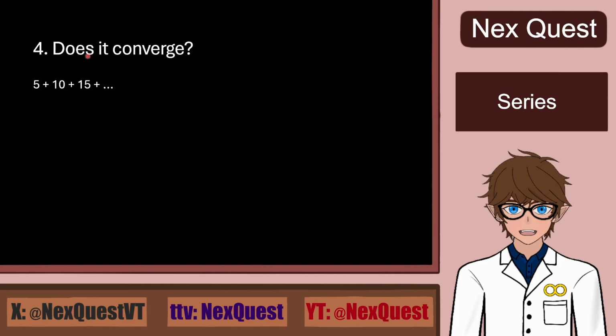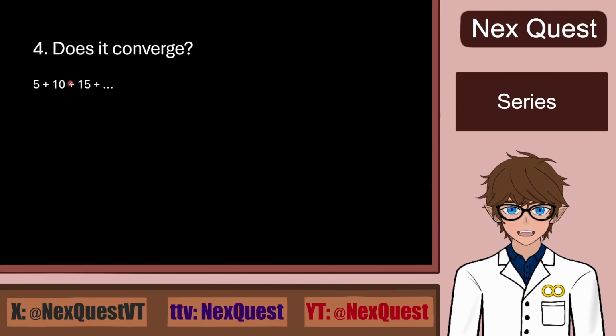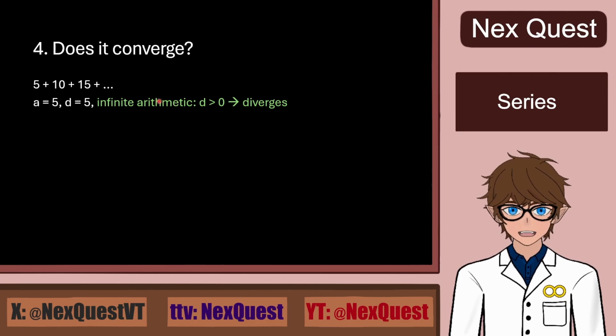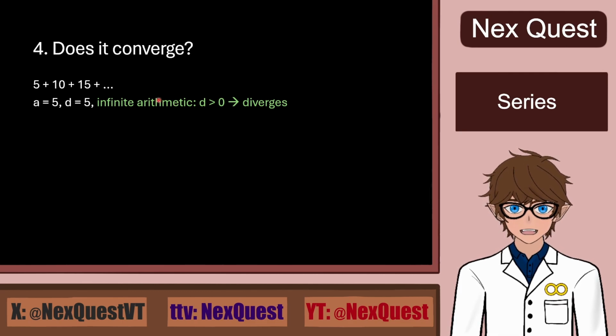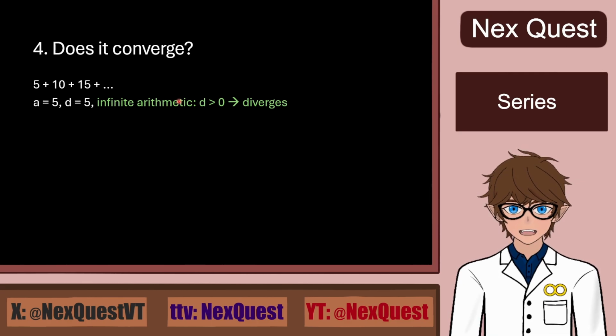For the fourth one, we had to find if it converges. We had 5 plus 10 plus 15 plus all the way, since it's infinite and arithmetic, it does not converge. Because infinite arithmetic series do not converge at all, unless d is 0, but then again you have the same term for infinity, so it still does not converge.